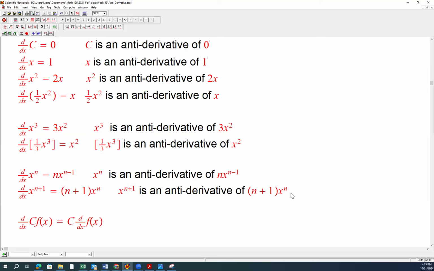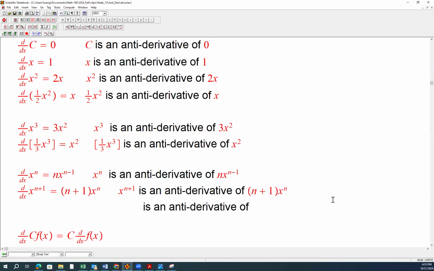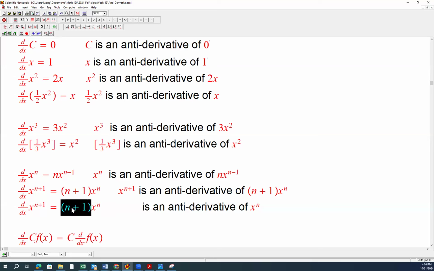That's not a problem. Now we want to know what is the antiderivative of x to the power of n. What do we have to do? We're going to divide both sides by n plus 1.